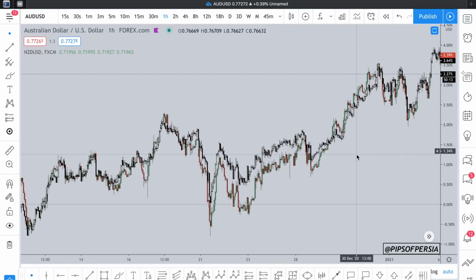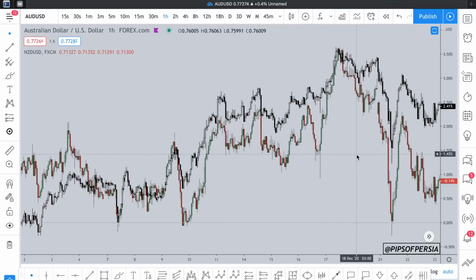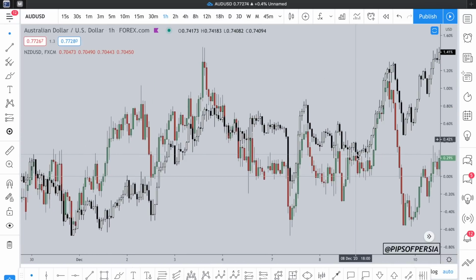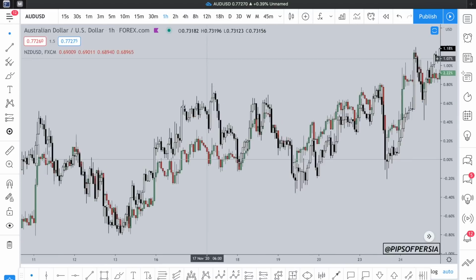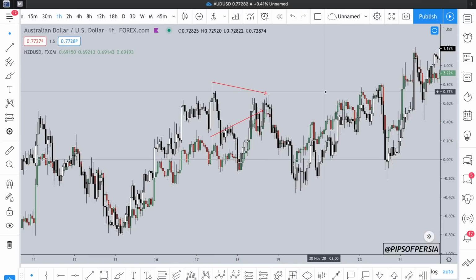However, sometimes it so happens that AUD USD, for example, would create a new high. However, NZD USD wouldn't necessarily follow, or vice versa. NZD USD would create a new high and AUD USD wouldn't follow. You can almost see it here where AUD USD has created a new low. However, within the same areas, NZD USD has created a new high. So sometimes they're not going to be following the same direction.